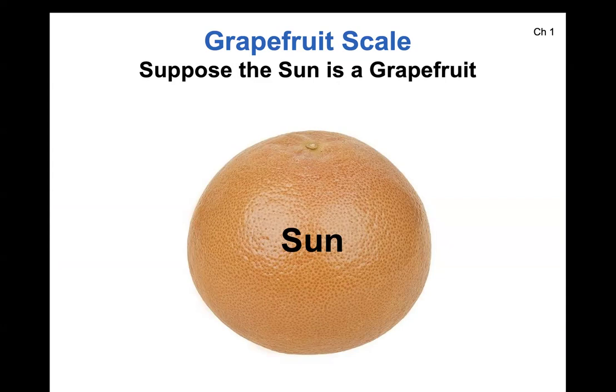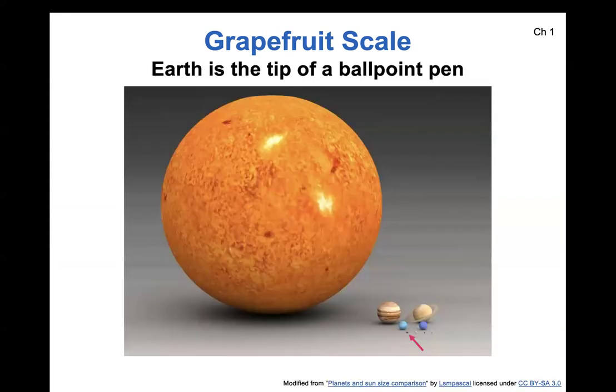So if the sun was the size of a grapefruit, then the Earth would be the size of a ballpoint pen. Okay, it's the ball at the tip of a ballpoint pen. So quite a bit smaller. As this image shows, the Earth is like a tiny drop compared to the sun.